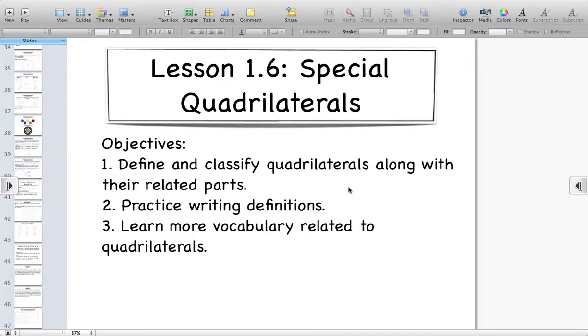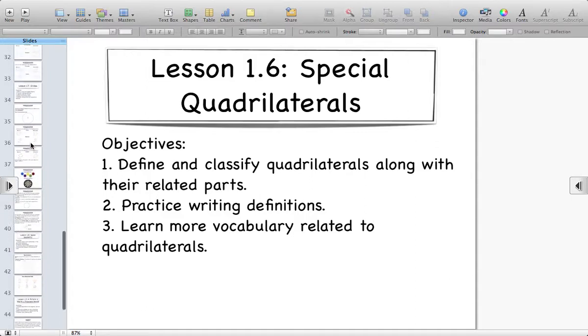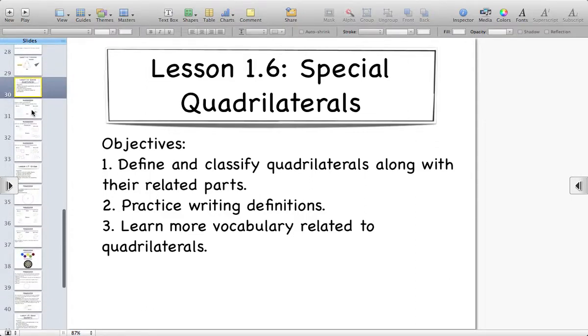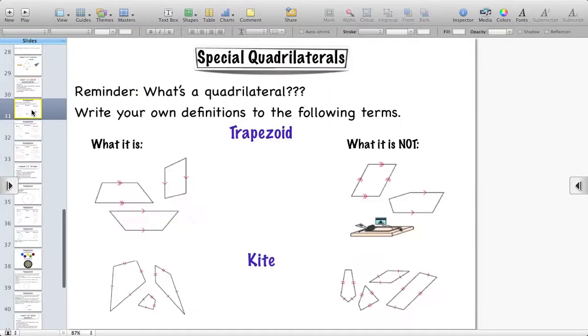Our objectives for this lesson are to define and classify quadrilaterals along with their related parts, practice writing definitions, and then, of course, as always, learning more vocabulary. We've talked quite a bit about how the vocabulary is very important for our units. Let's take a look at our first page. All right, so reminder, what's a quadrilateral? We already talked about that, four-sided figures.